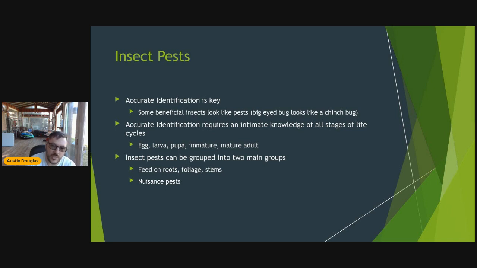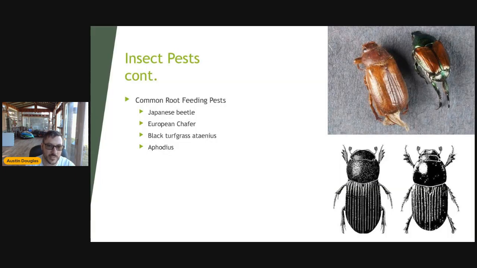So insects can be grouped into really two main categories. You're going to have your insects that feed on roots, the foliage, and the stems, and then you're just going to have some nuisance pests. Nuisance could mean you've got some ants that are building up mounds. That's a nuisance. If you want good quality turf but you've got ant mounds, those mounds are unsightly, so it's just a nuisance. But those ants are probably actually beneficial because they're killing other insect pests and they're cleaning up the turf in a weird way.